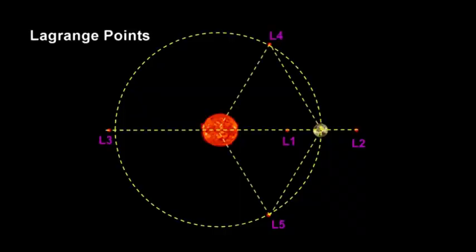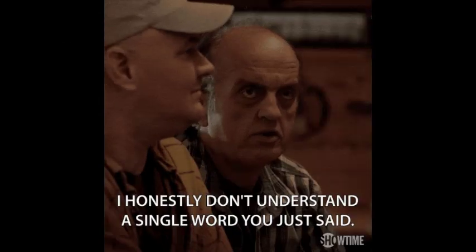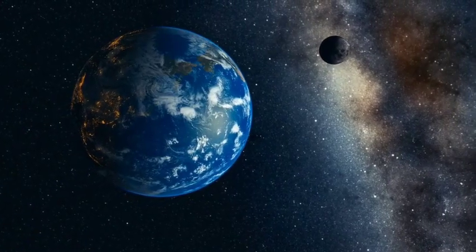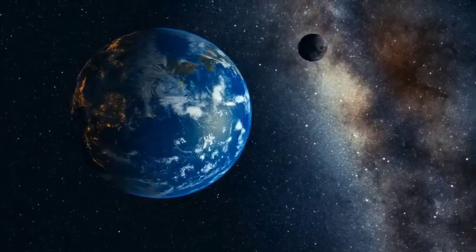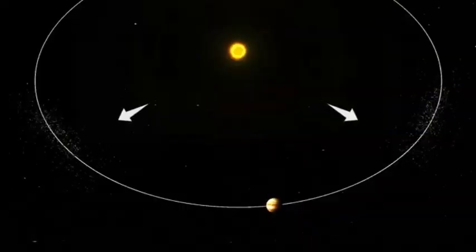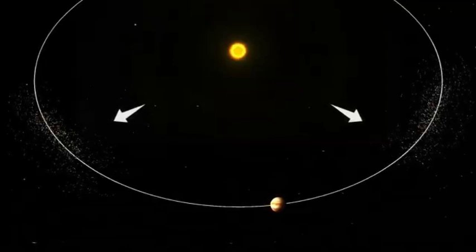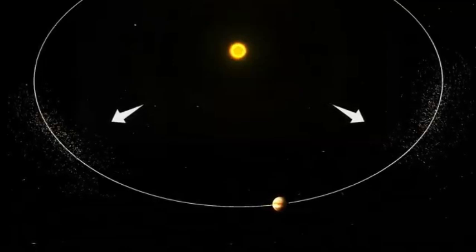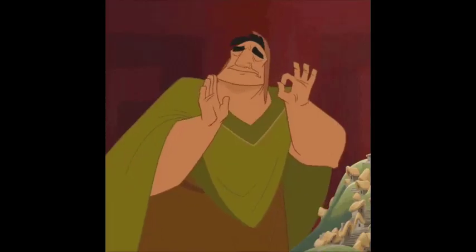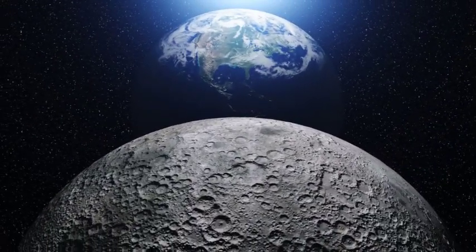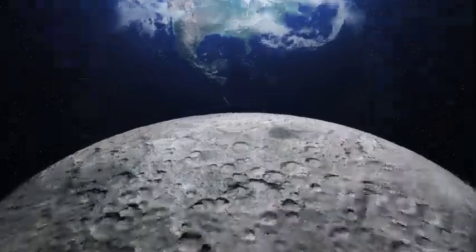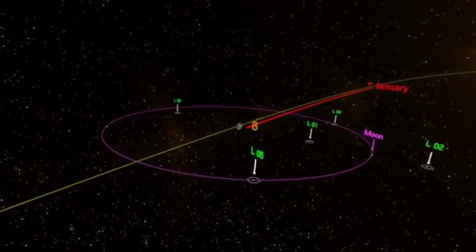These points are stable because the gravitational forces from the two masses balance out, allowing objects to maintain their positions without drifting away. In simpler terms, imagine two objects in space, like the Earth and the Moon. The L4 and L5 points would be like special spots where a smaller object could stay in place, almost like it's sitting in a little pocket of gravitational balance. It's like finding a sweet spot where the forces from the Earth and the Moon cancel each other out, allowing the smaller object to stay put.